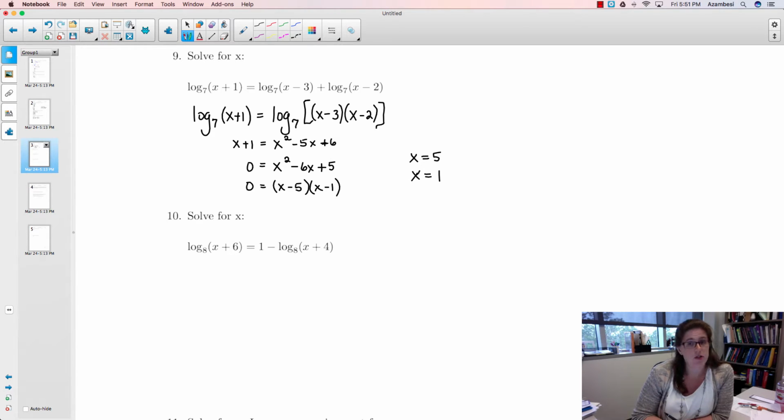I need to check and make sure that both of these solutions are in my domain. So here, if I plug in x is equal to 5, I get a positive number here, good to go. Positive number here, good to go. Positive number here, good to go. So that one is a correct solution. Now looking at the other one, x is equal to 1, positive number here, fine. Negative number here. So x is equal to 1 is not a good solution. This one is not in the domain.